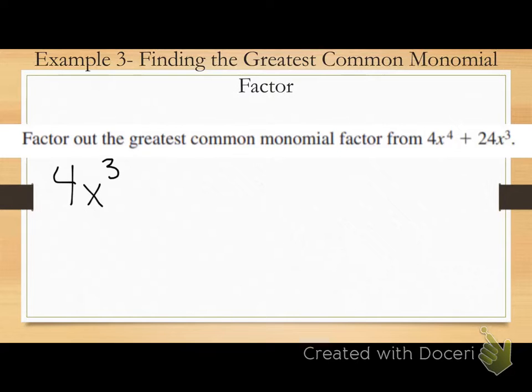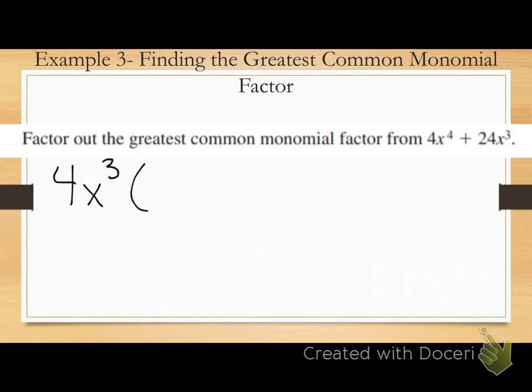Like I said, we're doing the reverse of the distributive property. So what I'm going to call this next step is undistribute. We're thinking about the distributive property in our head while we're doing this. I've got to get something in the parentheses. That way, if I were to multiply my 4x to the third through the set of parentheses, I get back to my original problem. Okay? So we're going reverse of distributive property.